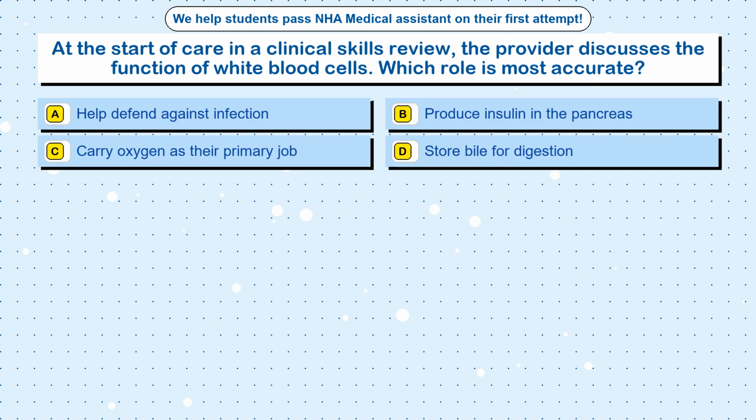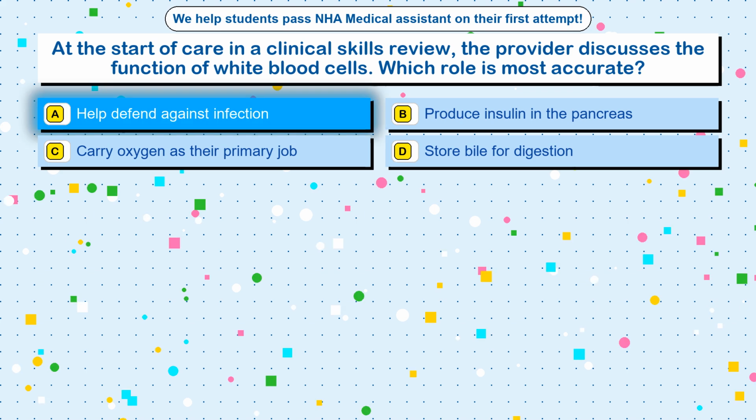Question 49. At the start of care in a clinical skills review, the provider discusses the function of white blood cells. Which role is most accurate? Option A, help defend against infection. Option B, produce insulin in the pancreas. Option C, carry oxygen as their primary job. Option D, store bile for digestion. The correct answer is option A, help defend against infection.